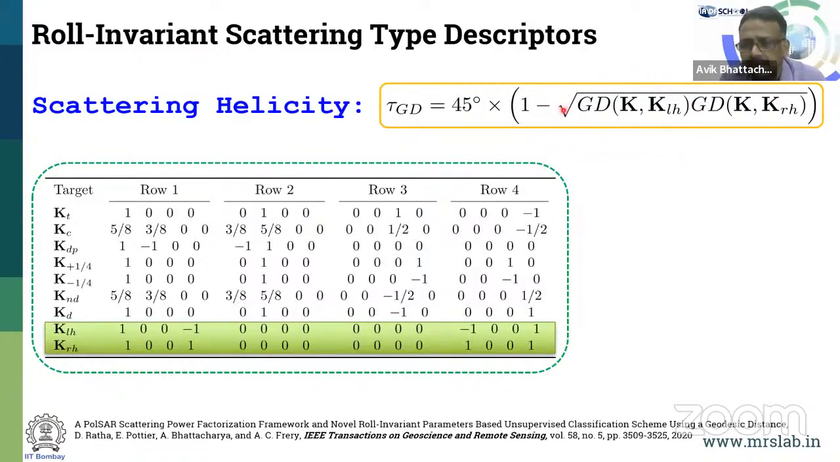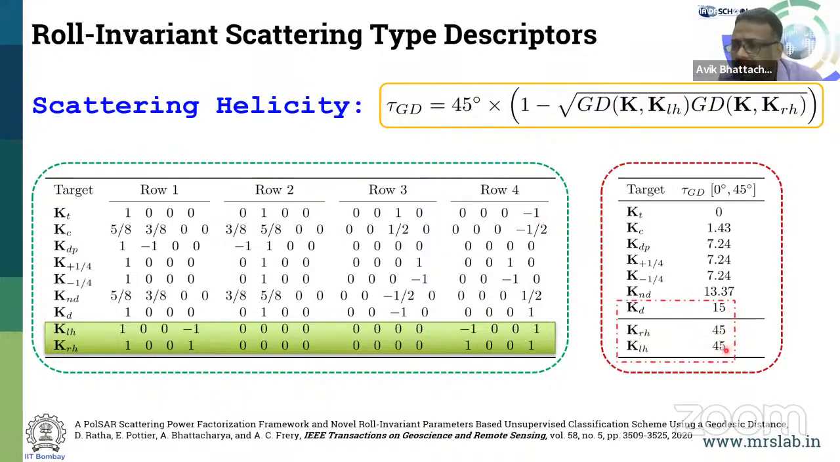So it is something like a combination, or a geometric mean, between the geodesic distance for the target, this K is the measured, and something like the distance between the left helix and the right helix. And one minus that, because this is a distance. And I write that we have tau GD, a geodesic distance. And now you see you are able to discriminate with this. So tau for a helix is 45 degrees, but it is, as I said, a non-symmetric information, so it is zero for a trihedral and some non-zero value for a dihedral, but not the same again. So I'm able to characterize them.